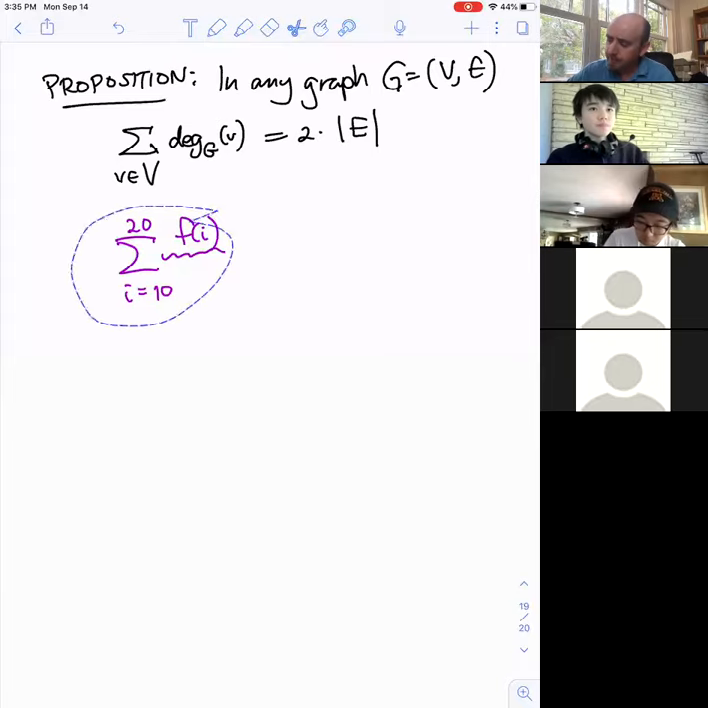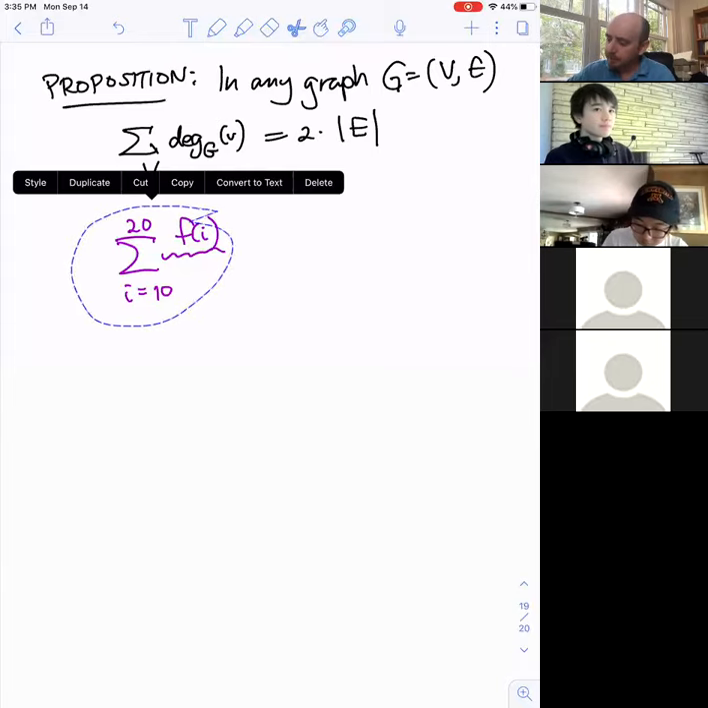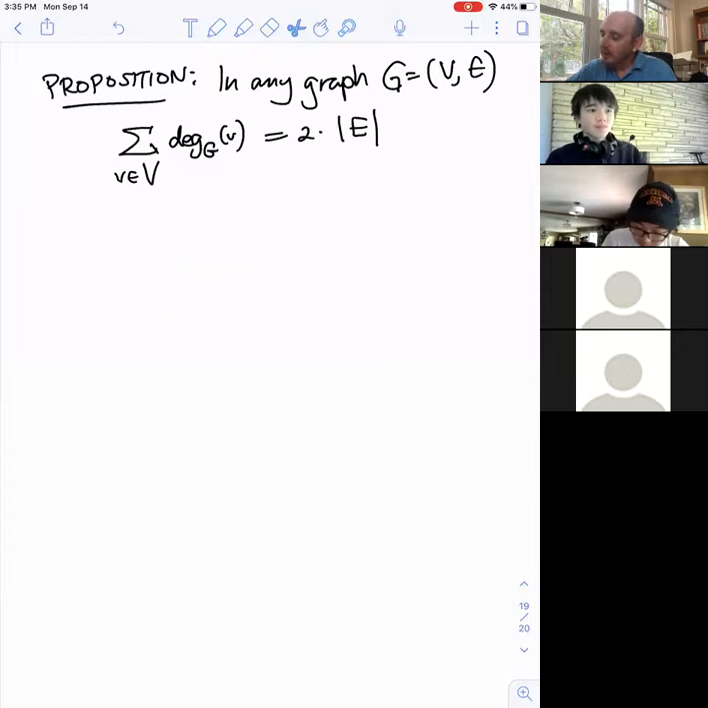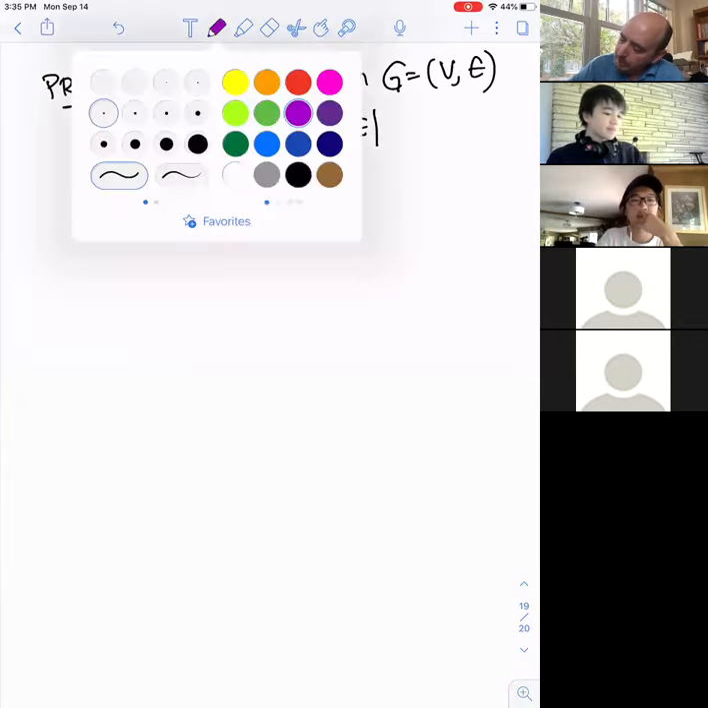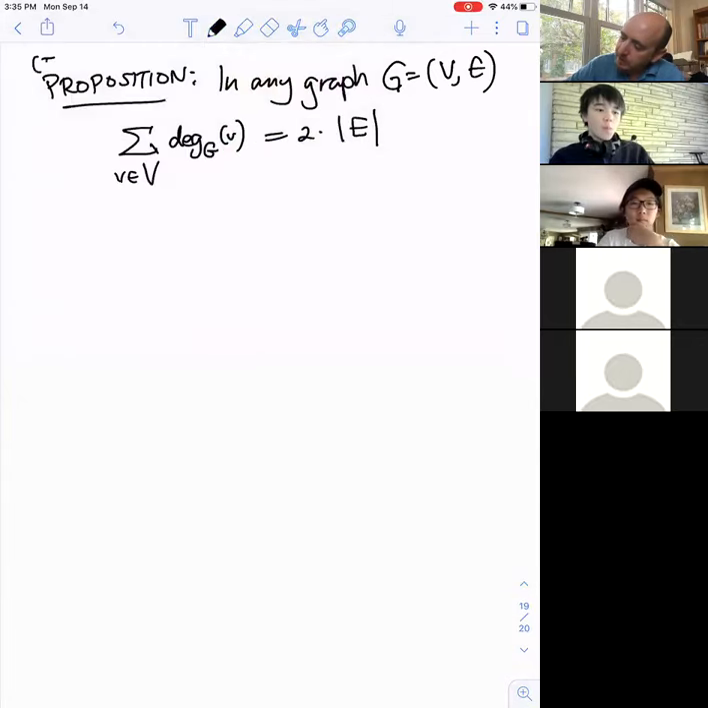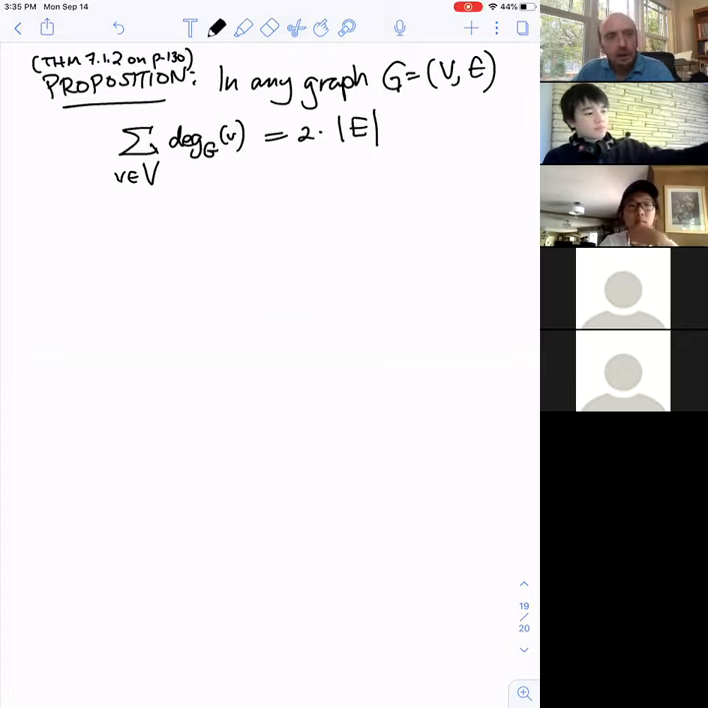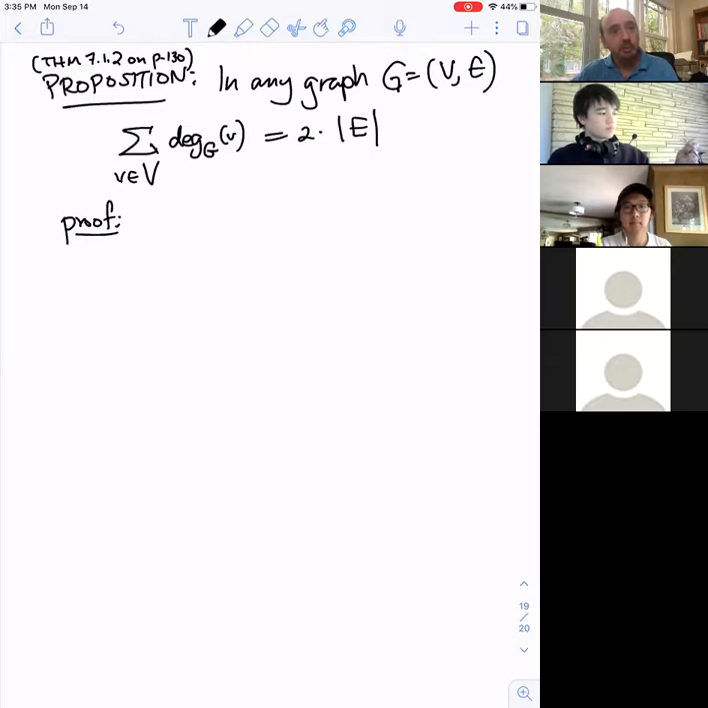I'm going to take this away. All right, and so let's think about why this proposition is true. Let me remind you, it is in the book, you'll find this as theorem 7.1.2. I think it's on page 130 in the book. They talk about this proposition. All right, so let's prove it. I don't think we've done many proofs yet so far where we actually wrote the word proof, but let's do it.